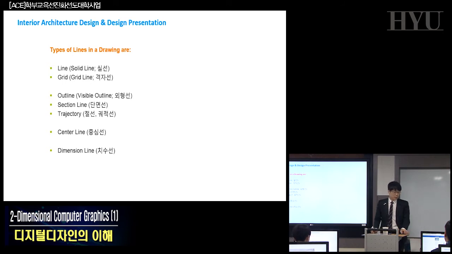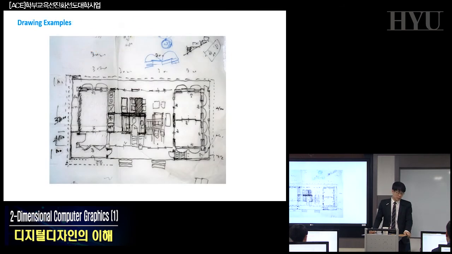Of course, another important line is center line and some lines for dimension. These are just for your information. I listed up some important things in this category, in this kind of well-organized structure. But later on, we're going to deal with in actual lab exercises. Let me show you one drawing example.